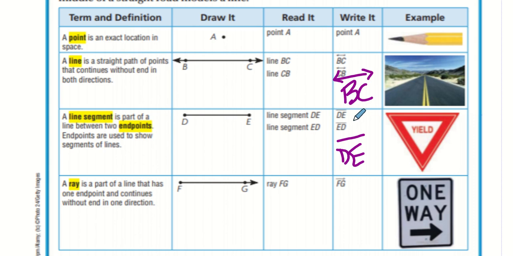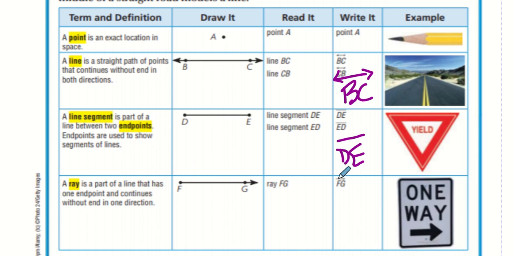So line DE or line segment DE or line segment ED, both of them would be correct. Okay. The last one we said was called a ray. It's when there's one endpoint and one arrow showing it's still part of a line. It's not going on in both directions forever, but it is going on without stopping in one direction. So when we say this or read it, we would say ray FG. Okay, because it has to start at the endpoint and then continue on.